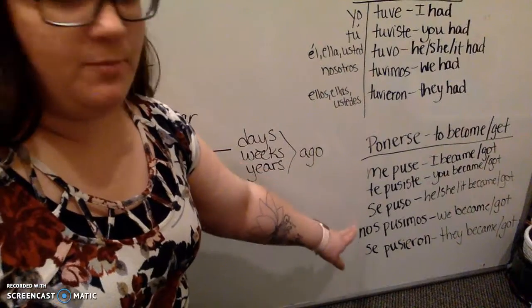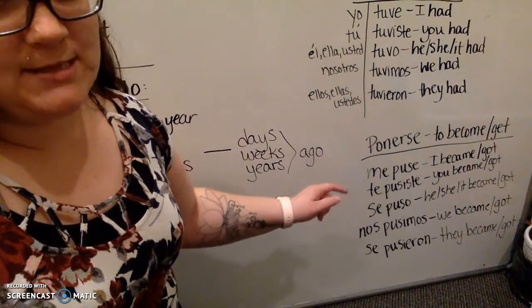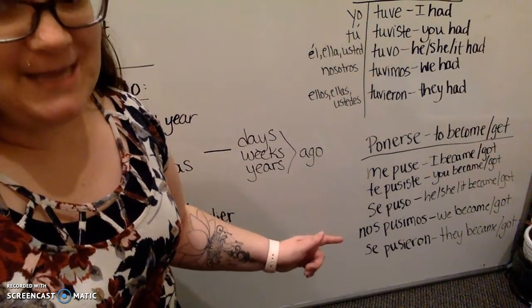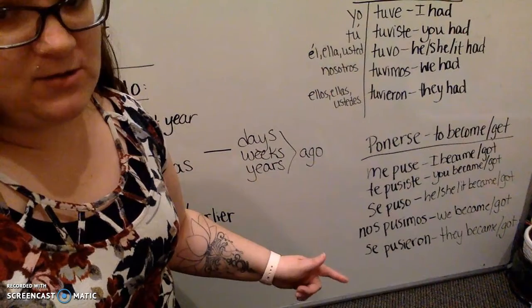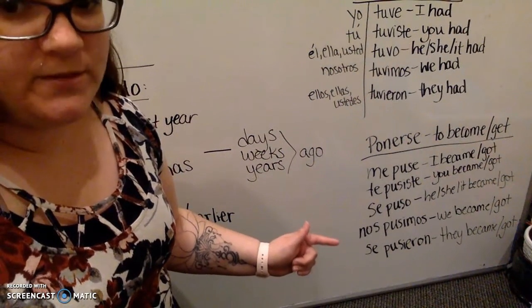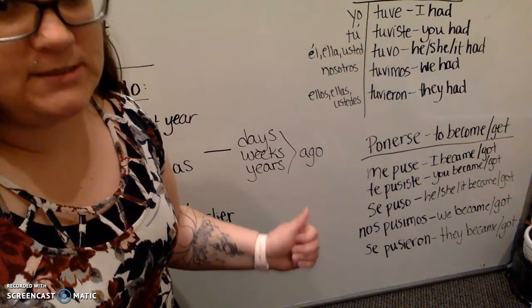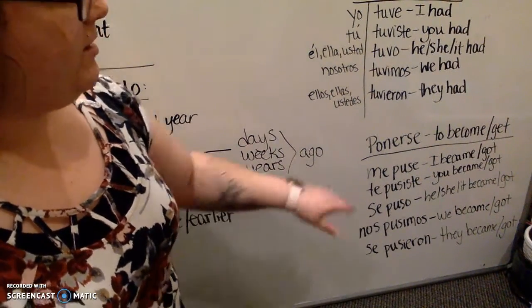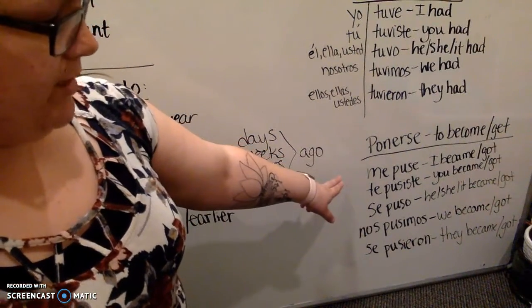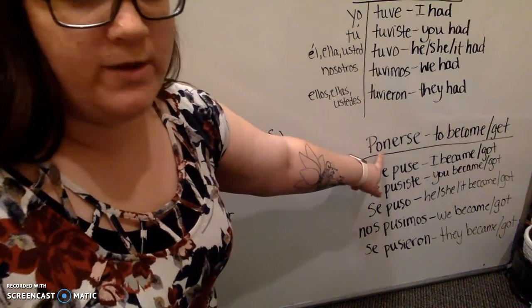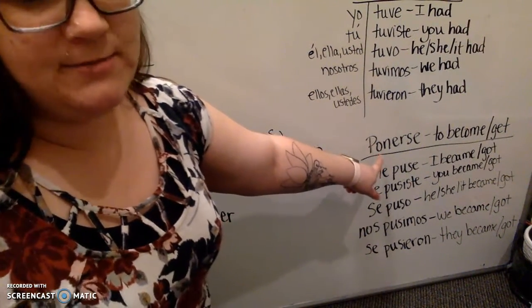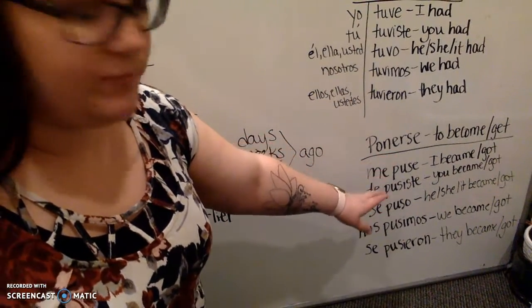And they match up with each of the subjects. So me is I, te is you, se is he, she, it, se is also they, so be careful, okay? And then nos is obviously we. All right, so then we conjugate poner. It takes a u where the o is, all right? That's fairly irregular, all right?